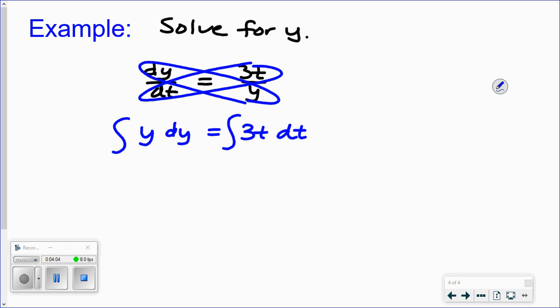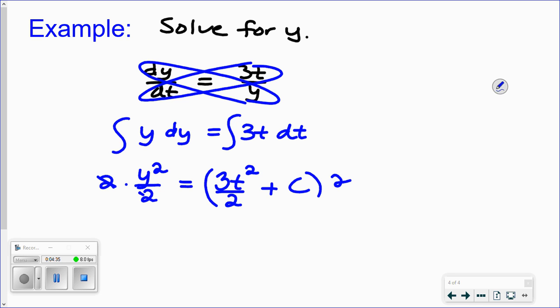If I anti-derive y, I get y squared over 2 equals, and if I anti-derive the 3t, I get 3t squared over 2, and then I'm just going to add the plus c to the right side. Our next step is to solve for y. In order to solve for y, I would probably start by multiplying by 2 on both sides. So we'll get y squared equals.